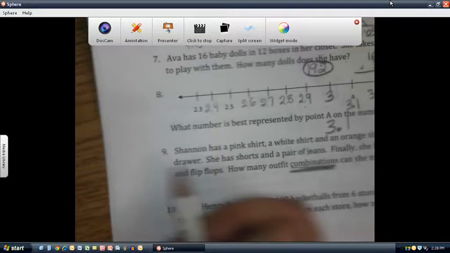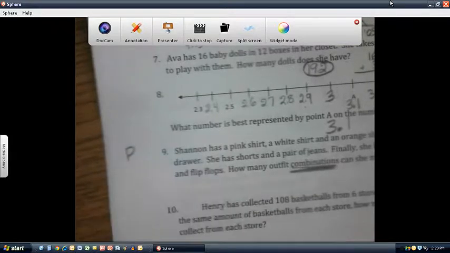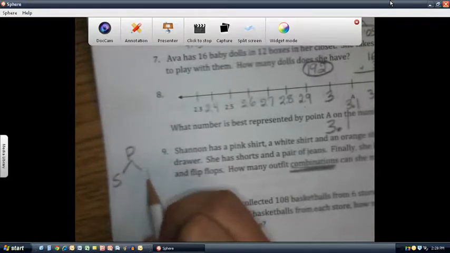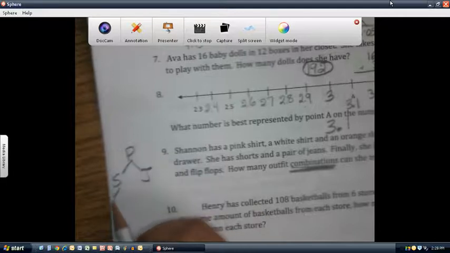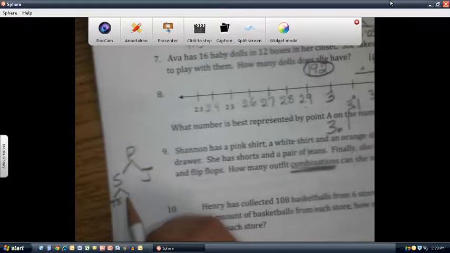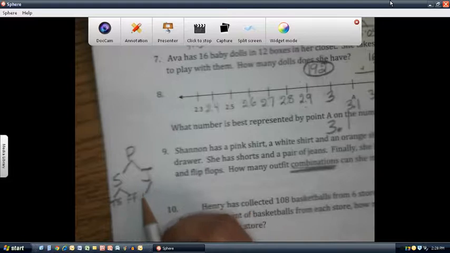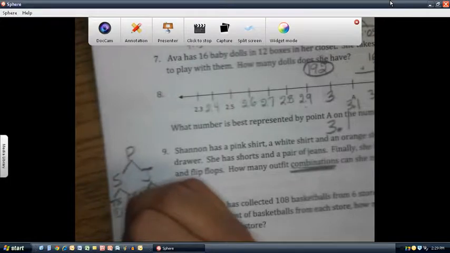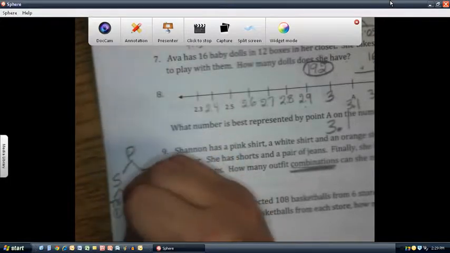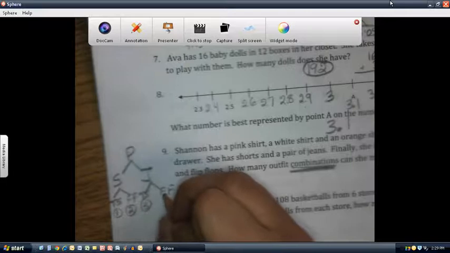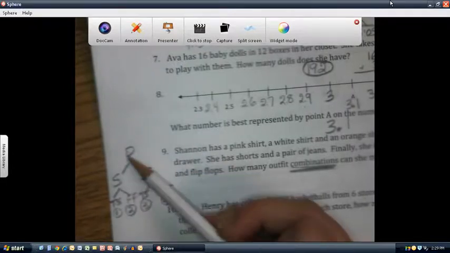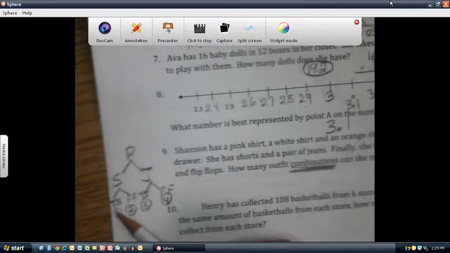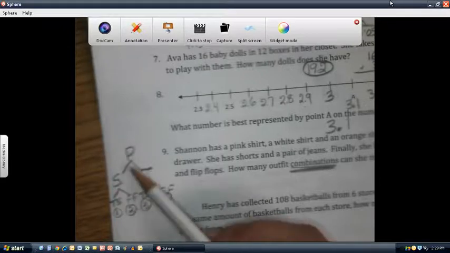I have a pink shirt, and I can either wear shorts or jeans. With those shorts, I can either wear tennis shoes or flip-flops. With the jeans, I can wear tennis shoes or flip-flops. Then, after my tree diagram, I count on the bottom. Some of us started counting all of them. We just want to count from the bottom because this means pink shirt, shorts, tennis shoes, pink shirt, shorts, flip-flops, pink shirt, jeans, tennis shoes, pink shirt, jeans, flip-flops.